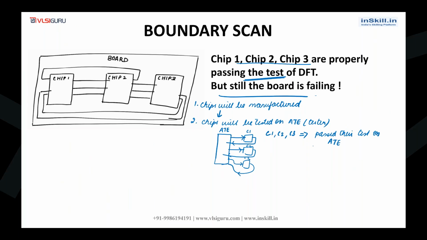As I told in the initial slides, the output of the chip is equal to the expected output. So chip 1, chip 2, chip 3 have passed their test on the ATE, and the output of the chip is equal to the expected output. It means chip 1, chip 2, chip 3 are not having any manufacturing defects.